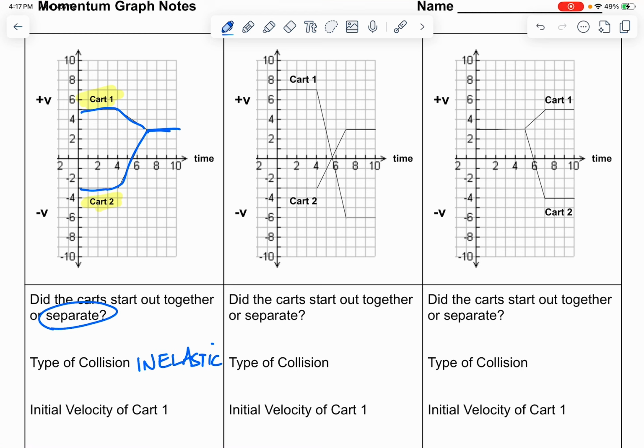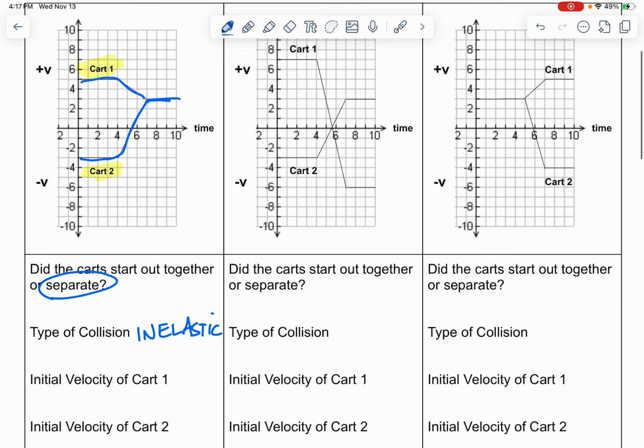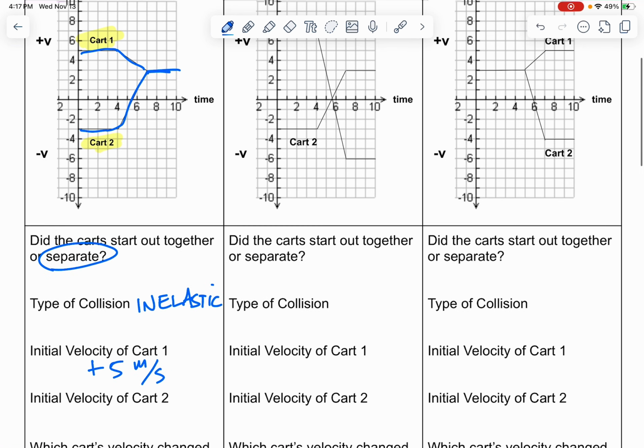Initial velocity of cart 1, we want to be looking in this area. If this is 4 and this is 6, I'm thinking that line is around 5. So I think the initial velocity would be plus 5, probably in meters per second, although it's not labeled. And for cart 2, initial velocity, I think is right here. That looks like about -3 meters per second.